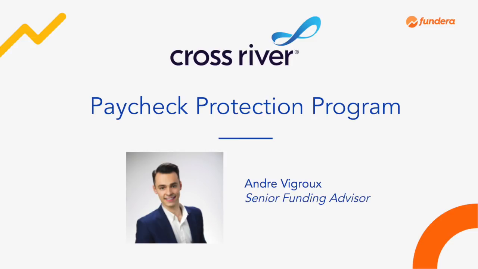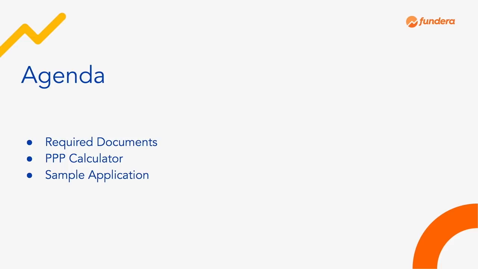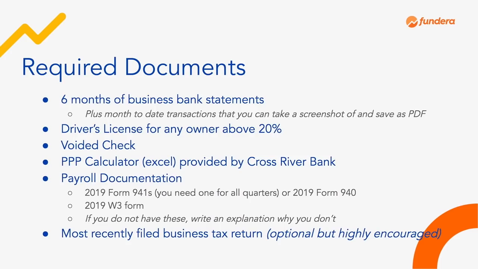Now, today we're going to cover the three most important parts of the Cross River application: the documents required to complete it, the PPP calculator to determine how much you're eligible for, and we're going to run through a sample application to show you what it looks like.